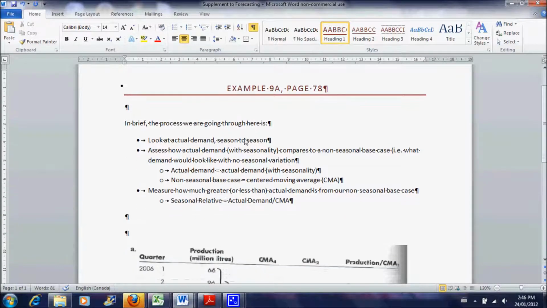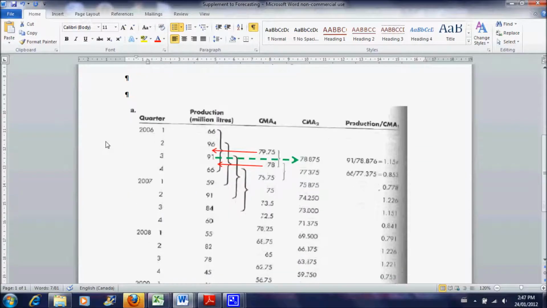But before we get into that, I just want to summarize what we're doing when we're performing a seasonal forecast demand. You can really break it down into three major steps. The first thing we're doing is looking at the actual demand from season to season. Here in this example we have 4 seasons, quarterly, and we have the actual demand.